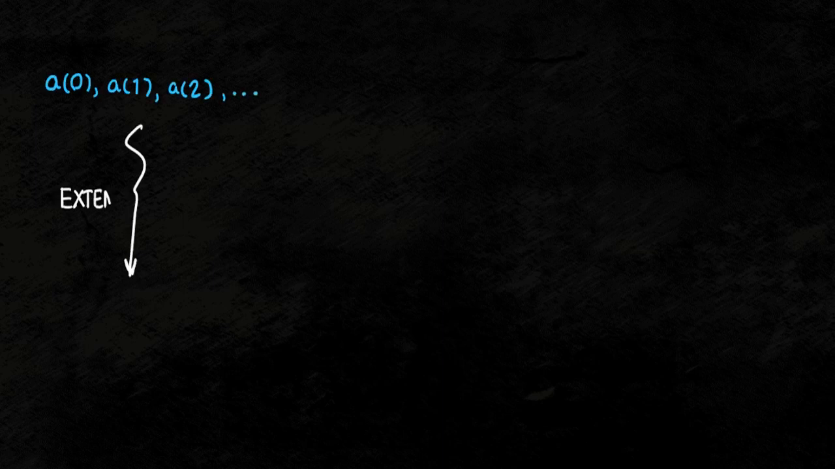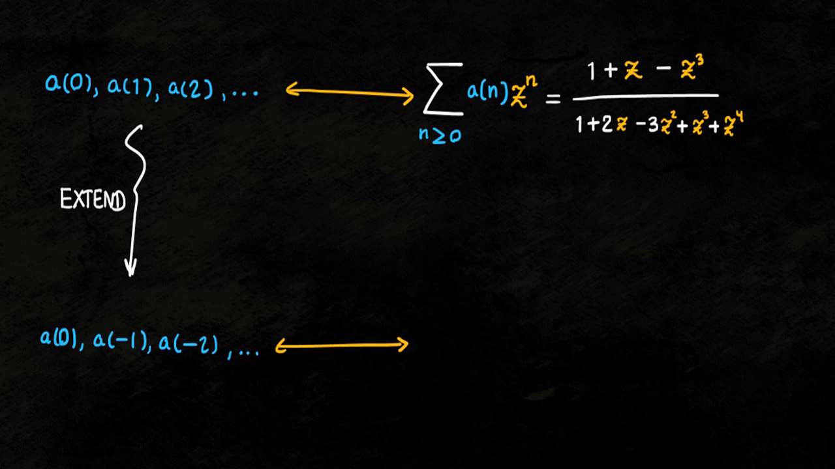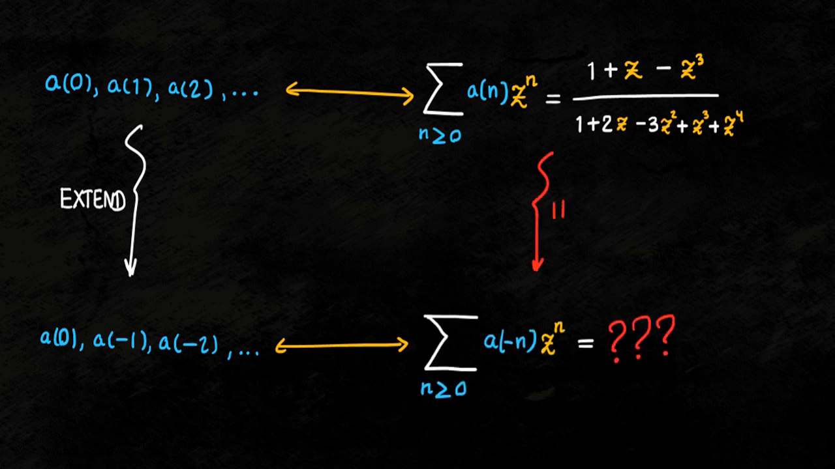So, our next step would be to extend the recurrence into the negatives and see how it changes our generating function. Let's try to extend the sequence that we used in the previous example into negative numbers. The generating function for the sequence upstairs is this, which we already know the formula of, and the generating function for the sequence downstairs is this, and we want to find the formula for this guy.